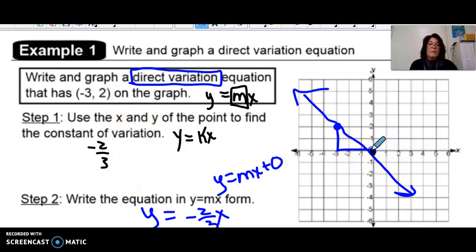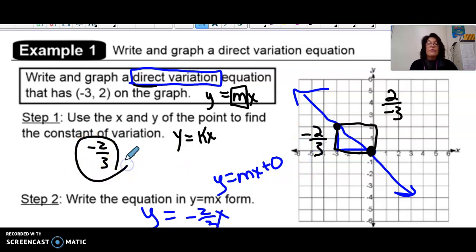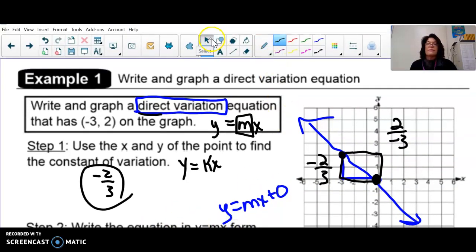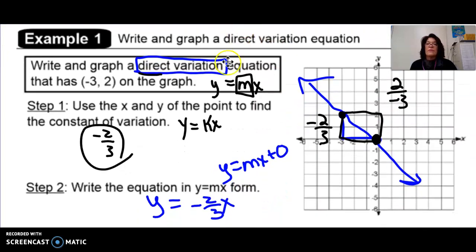The way I could do that is because I had this other point. They told me negative 3, 2, and then I know 0, 0 because it's a direct variation, and then I just counted. You can count up 2 to the left 3. That would be positive over negative 3. You can count down 2 and to the right 3, negative 2 over positive 3. Either way, it's negative 2/3. And then the equation of the line is y equals negative 2/3 x. Now I can see that it has a negative slope because the line's falling from left to right.